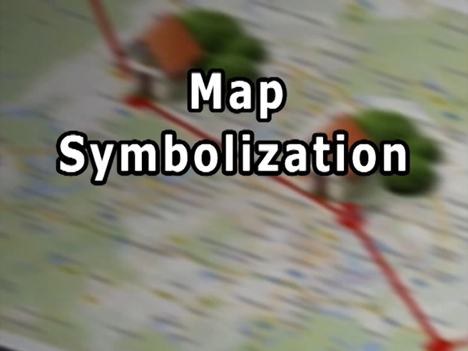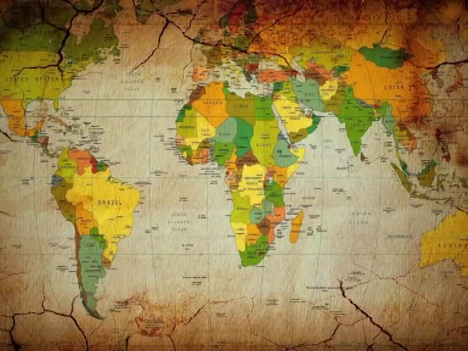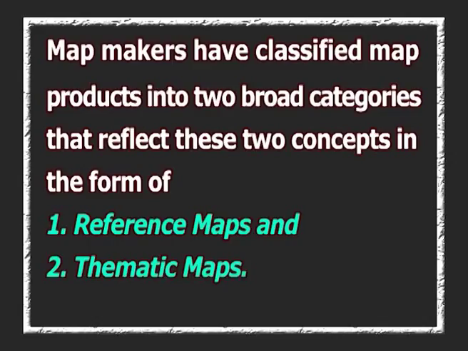Today let us discuss map symbolization. Maps are graphic representations of the real world and a way of communicating spatially related information about the world we live in. Map makers have classified map products into two broad categories that reflect these two concepts, in the form of reference maps and thematic maps.